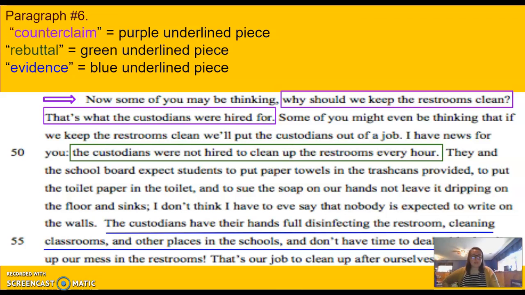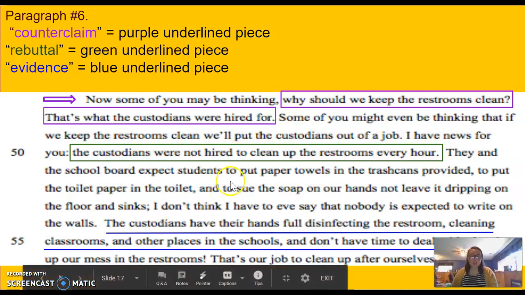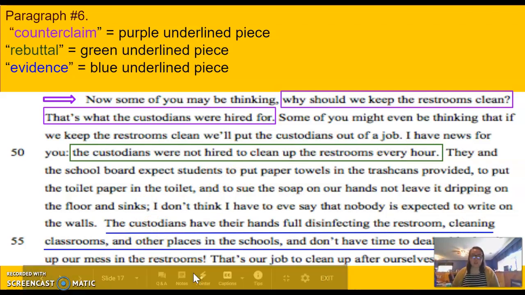statement. Then she gives some evidence. She says, the custodians have their hands full disinfecting the restroom, cleaning the classrooms and other places in the school. They don't have the time to clean up our additional mess, right? So that's it. If we even just ignore the counterclaim part, this just looks like a regular paragraph like we were looking at before. Here's my claim. The custodians were not hired to clean up the restrooms every hour, and therefore, it is our job to take a stance and clean up the additional messes that we are making that aren't just within the custodian's range of work, right?